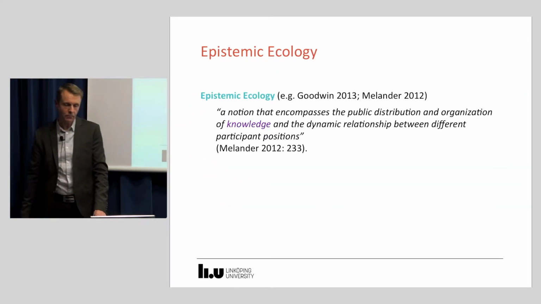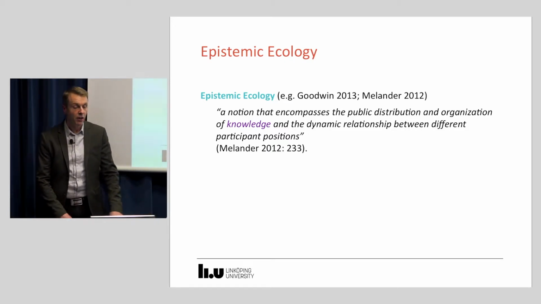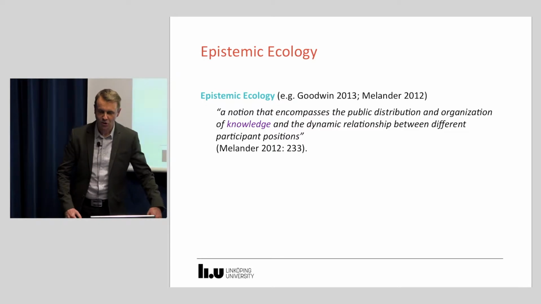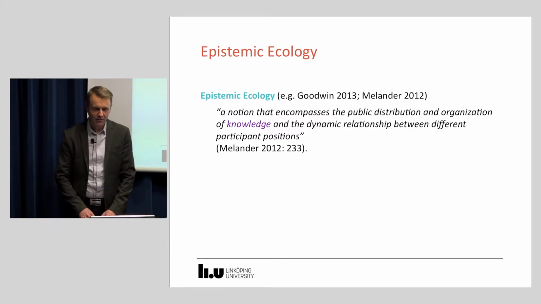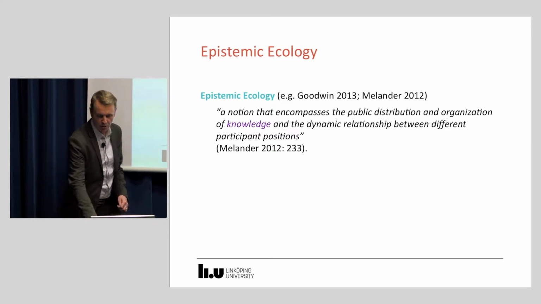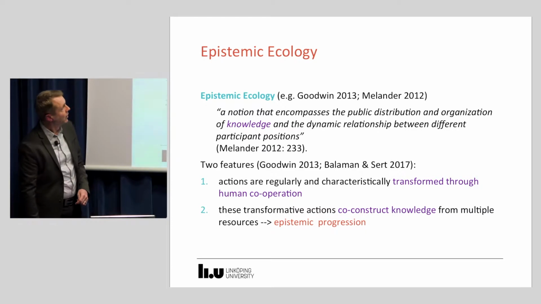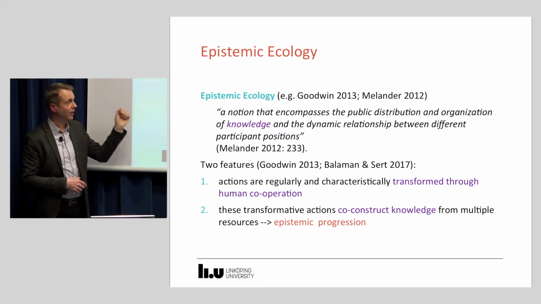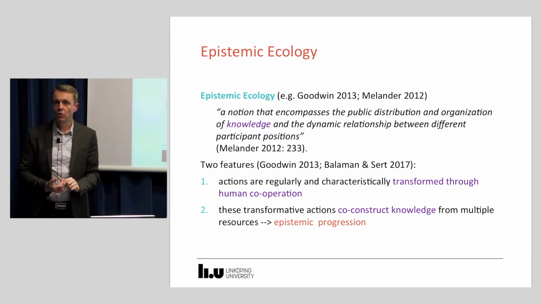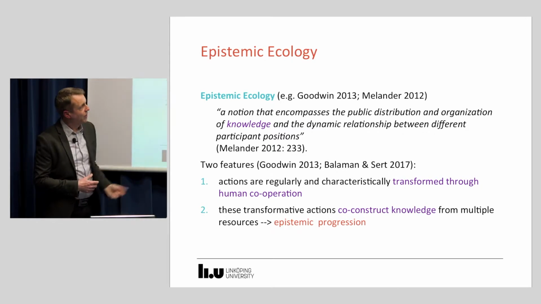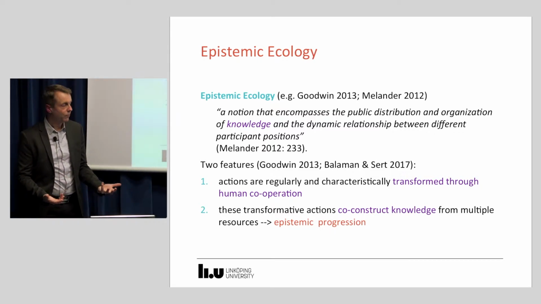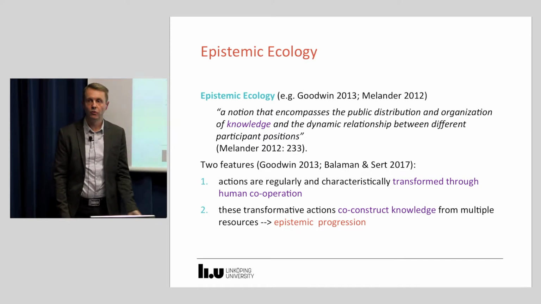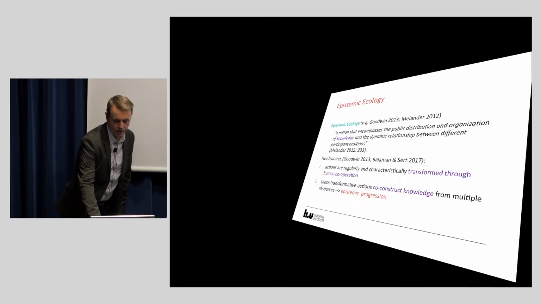So a bit more about that. An epistemic ecology is a notion that encompasses the public distribution and organization of knowledge and the dynamic relationship between different participant positions when it comes to knowledge. So there are two features which I've already mentioned, which are relevant: that actions are regularly and characteristically transformed through human cooperation. And then, as a result, these transformative actions co-construct knowledge from multiple resources, which can lead to epistemic progression, potentially.